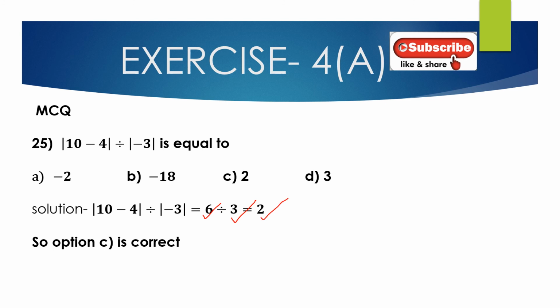The absolute value of 10 minus 4 divided by the absolute value of minus 3: the absolute value of 10 minus 4 is the absolute value of 6, which is 6. 6 divided by the absolute value of minus 3, which is 3. 6 divided by 3 is 2. So option C is correct.